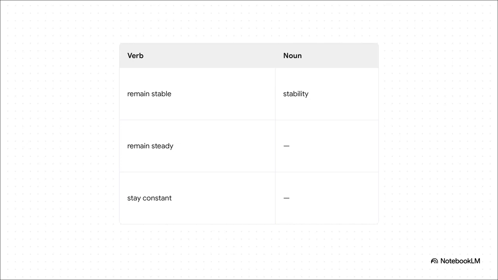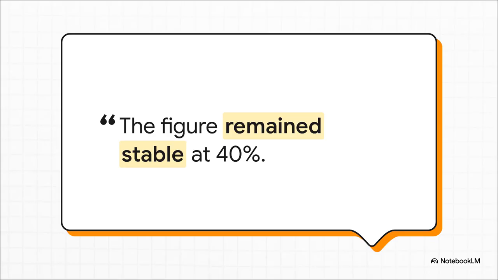And finally, our fourth foundational tool is for those times when, well, not a whole lot is going on. For data that's holding a flat line, you can use phrases like remain stable, remain steady, or stay constant. For instance, the figure remains stable at 40%. Now, this is so important. Describing when something doesn't change is just as crucial as describing a huge spike or drop. It gives everything context and really completes the picture.